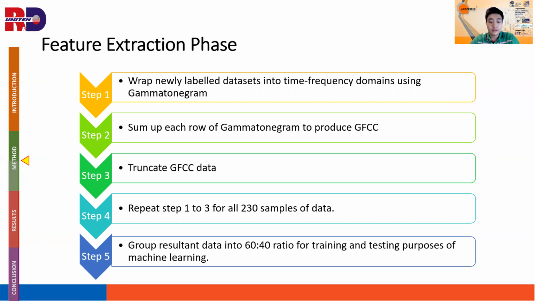Fourth step is to repeat steps 1 to 3 for all the other 230 samples of data. Lastly, group the resulting data into a 60:40 ratio for training and testing purposes for machine learning.